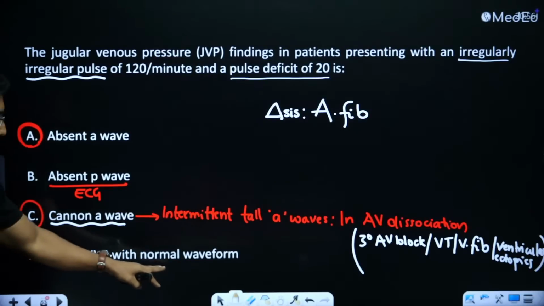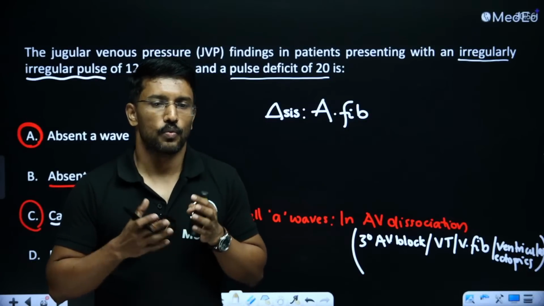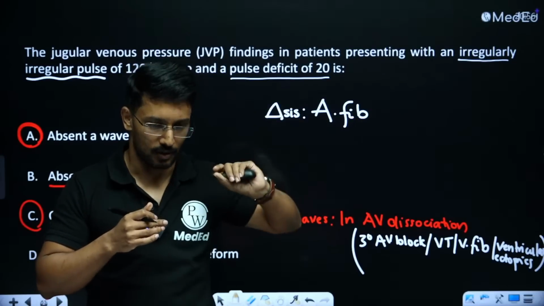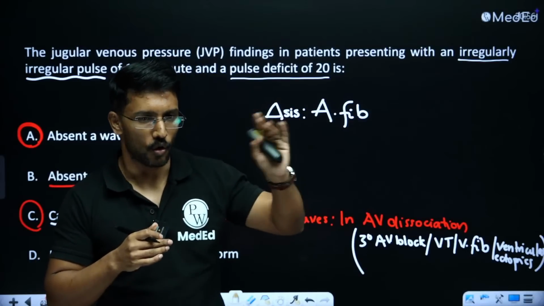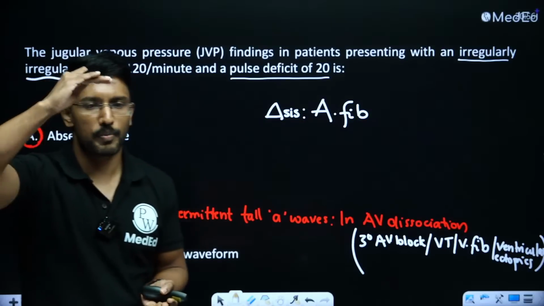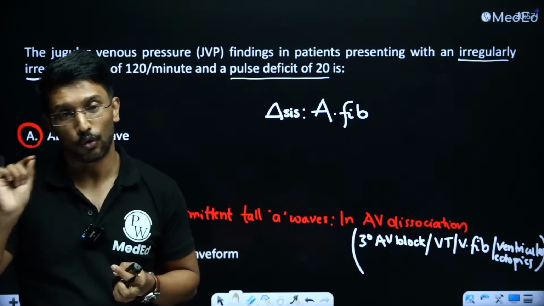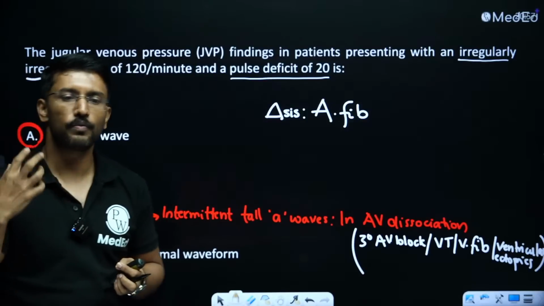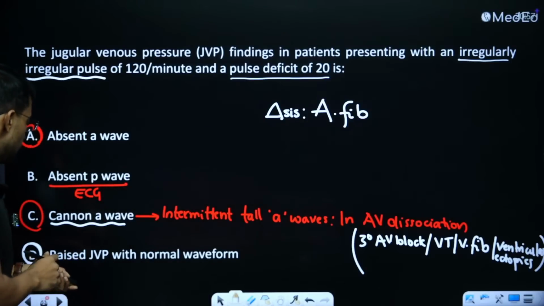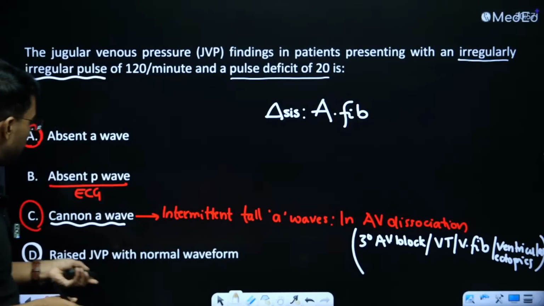Raised JVP with normal waveform. Right atrial pressure constantly elevated can give rise to prominent A waves. We can have the tall X descent, but I cannot say that there is one pathology where you will have only JVP raised but all the waveform appears normal. You can have raised JVP with no waveform when there is superior vena cava compression. In hyperdynamic circulation, yes, you can have all the waves becoming prominent.